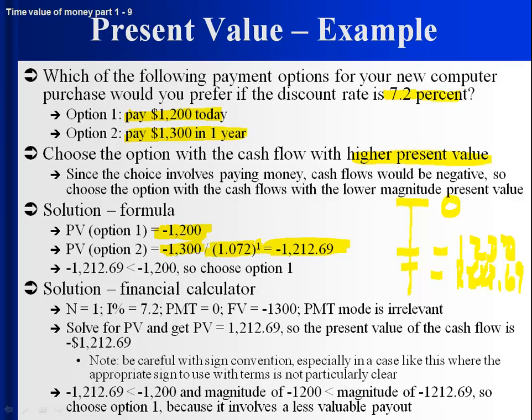If you want to solve it in your financial calculator, in 1 year, you would have to pay $1,300. Notice the FV is negative. Discount rate of 7.2%. Solve for PV and you get 1212.69. Notice PV is positive because it's the opposite of the present value of negative 1,300, so you have to flip the sign. The present value of paying 1,300 in 1 year at 7.2% is negative 1212.69. So again, it leads to the same conclusion.